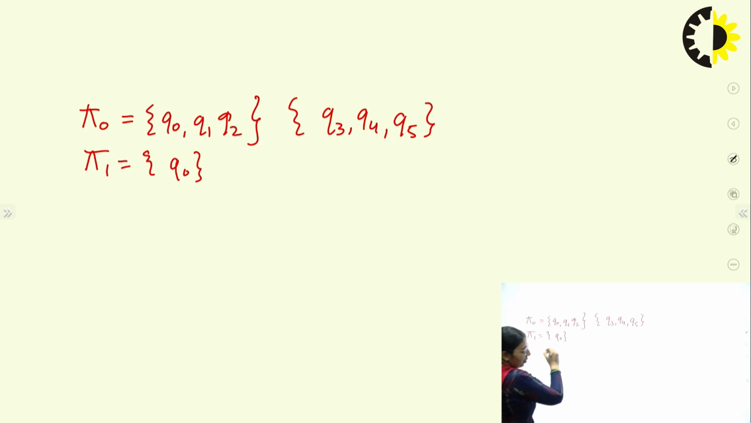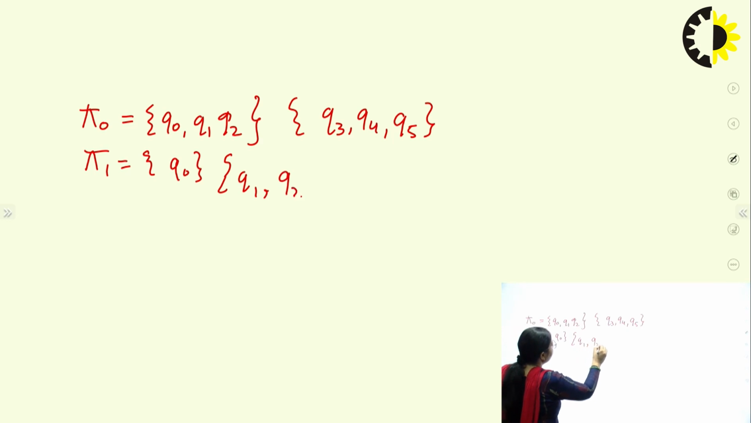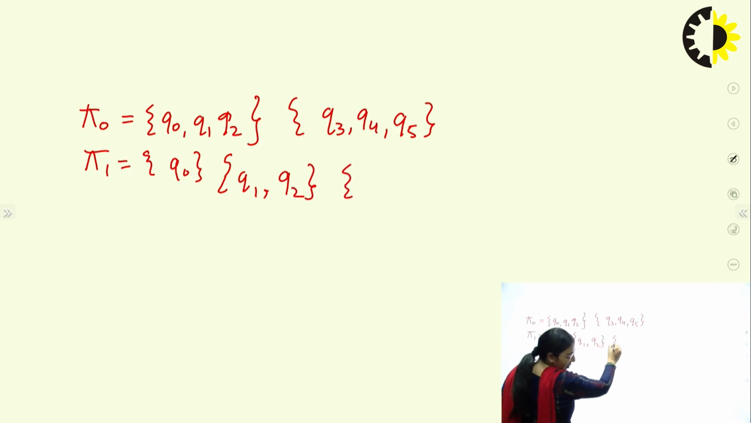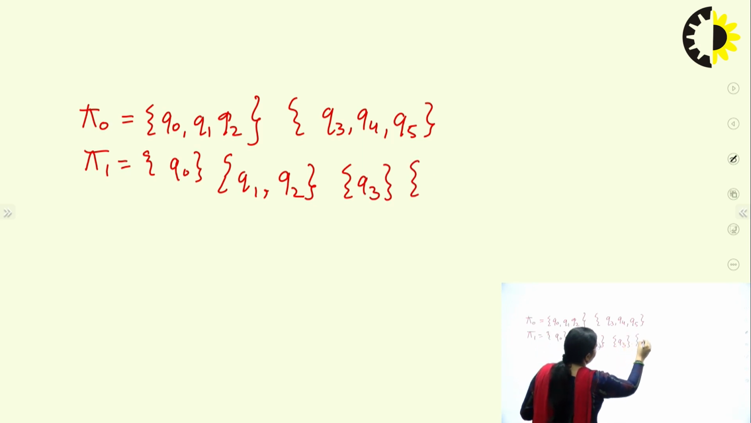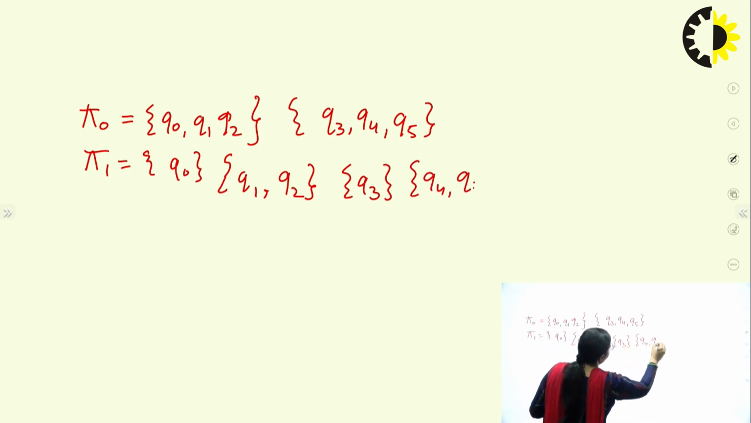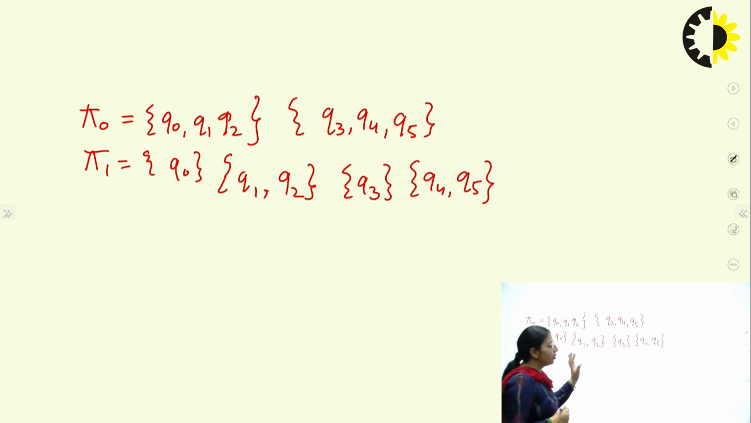then it would be Q1 comma Q2 and the last one is Q3 and Q4 comma Q5. So after the first partition we reach the following states. Now we have to do the partition again, that means we have to do phi 2.